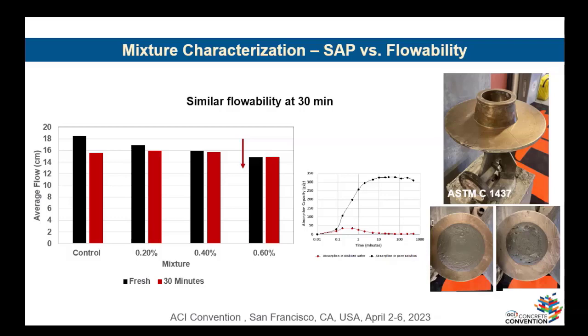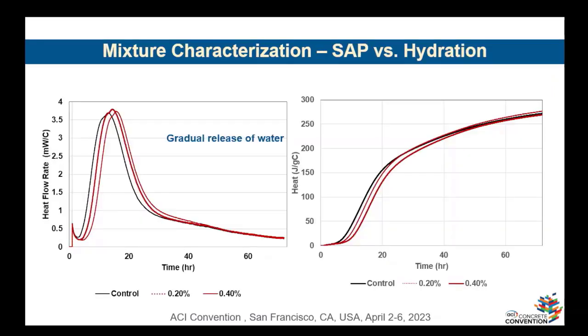And the other thing, we wanted to figure out what's going on exactly. So we did hydration scanning, and you see the results here. Of course, I have only the results for control, 0.2%, and 0.4%. And as you see, as we are increasing the amount of SAP, the hydration is decelerating, and it's mostly because there is less available water in the mixture for cement hydration. So that's one of the reasons that I can say the flow of the mixture decreased.